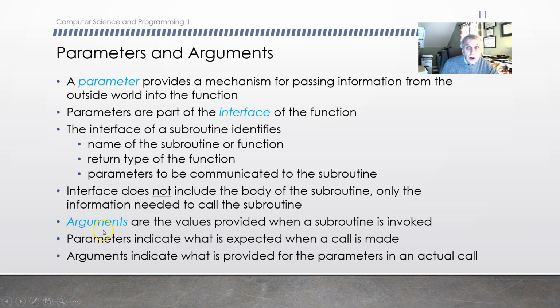So that brings up the term arguments. Well, the parameter describes what is expected when a call is made, kind of telling us, if I'm not familiar with how to invoke this routine, here's the name, the return type, and what I need to communicate to this subroutine. But the arguments actually are part of the actual call that's made. So when I decide to actually invoke the subroutine, the arguments say these are the actual things that I'm communicating to the subroutine for it to operate on. So arguments are really the values that are provided when a subroutine is invoked.